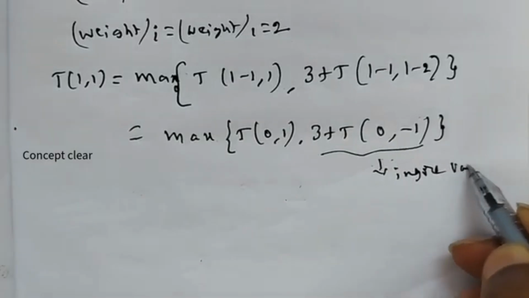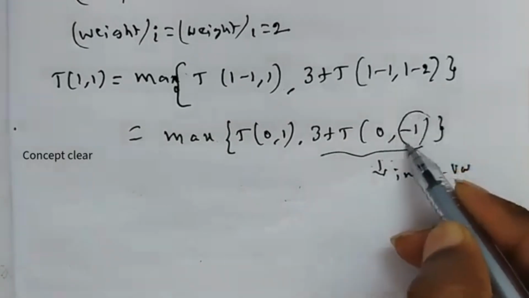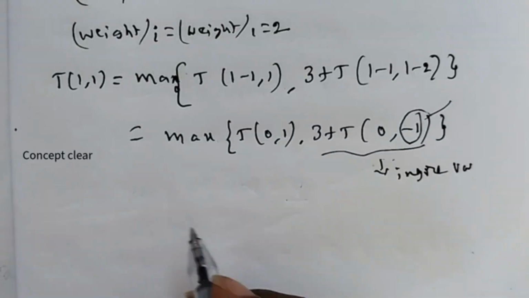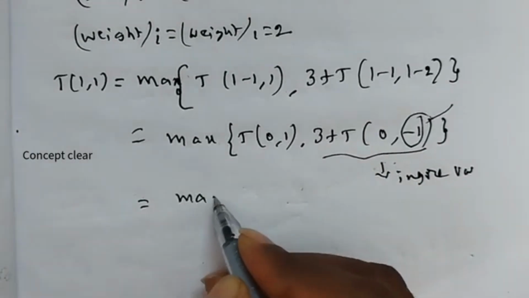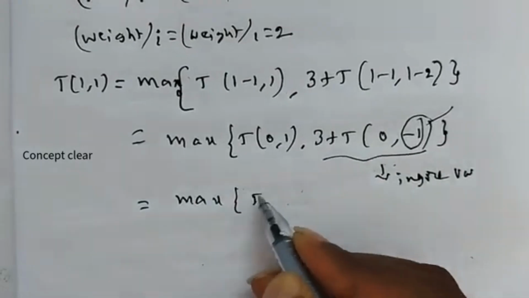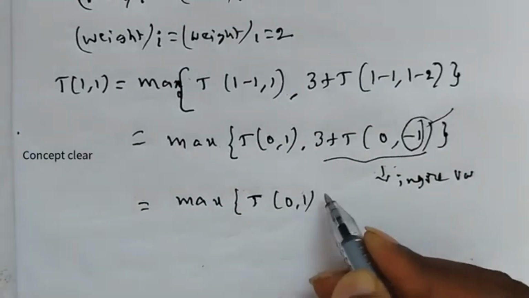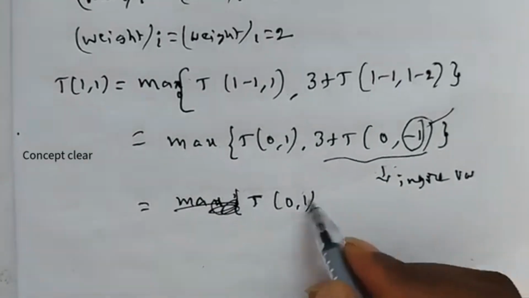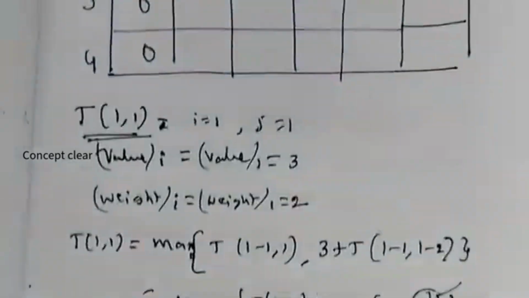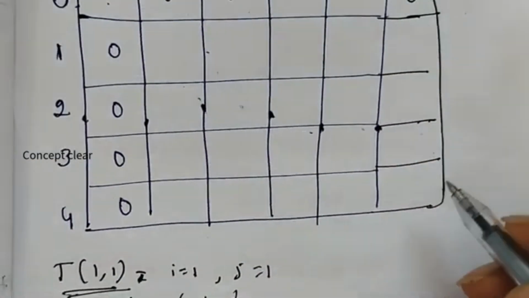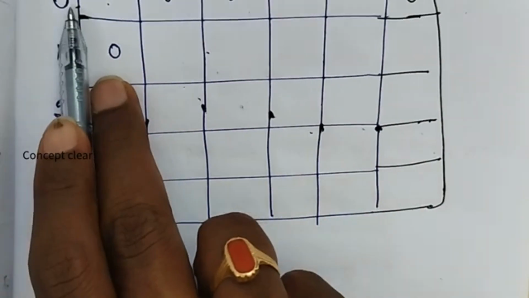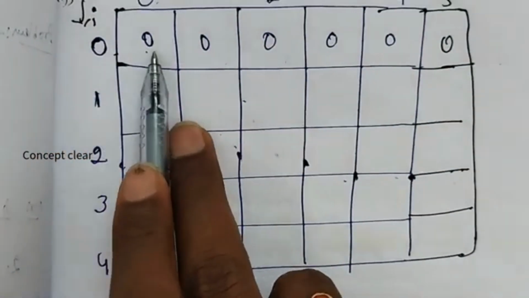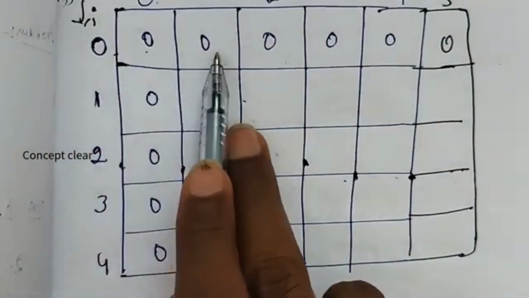Why do we have to ignore it? We are getting negative values here, so we have to ignore it. Okay, what is the value here? Max of T of 0 comma 1. What is the T of 0 comma 1 value according to the table? T of 0 comma 1, row 0 and column 1. What is the value? 0.